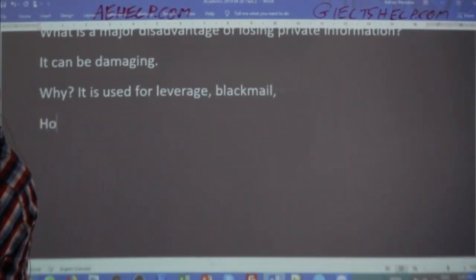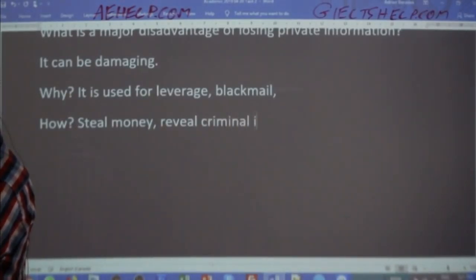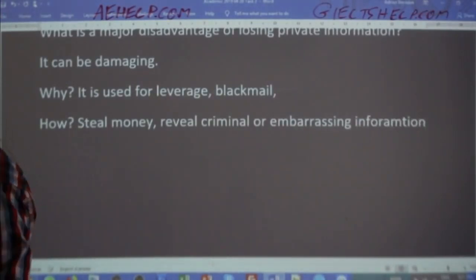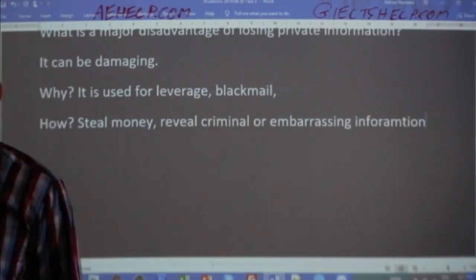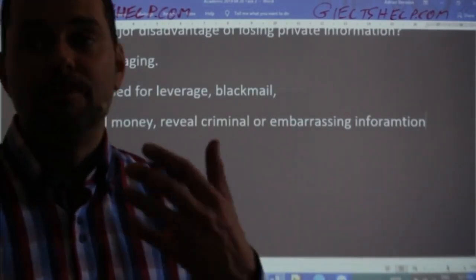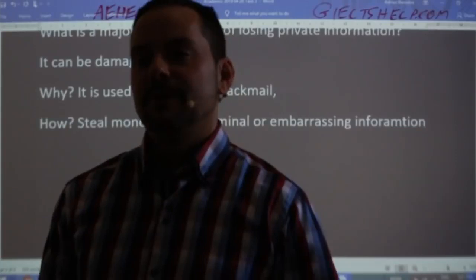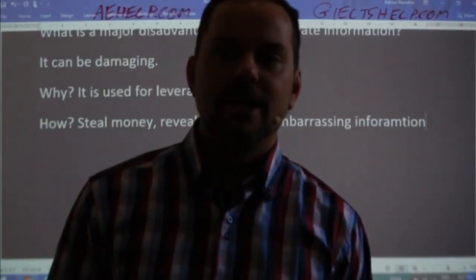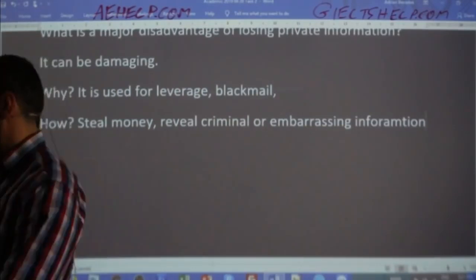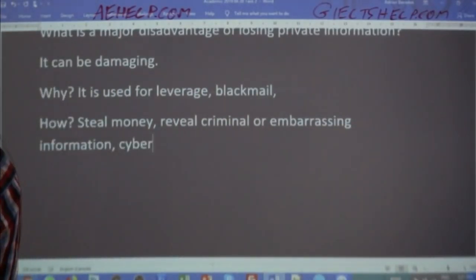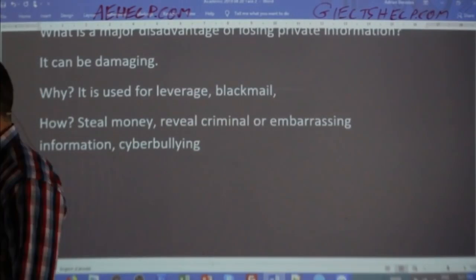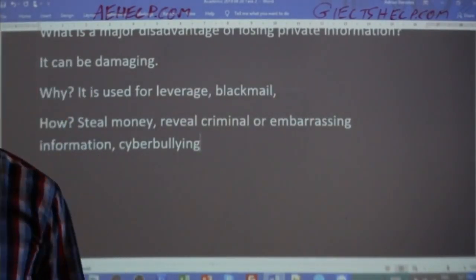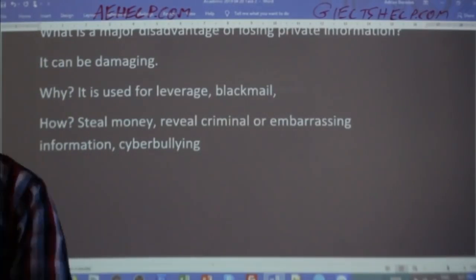Okay. How? Steal money, reveal criminal or embarrassing information, and so on, right? So that's how. Cyberbullying, sure, you take a picture of somebody doing something embarrassing and you use it for cyberbullying. Murasa, cyberbullying is a brilliant example. Okay, so we'll put that in there. All right. Amon, blackmailing. Finally, it came up. That's how we do it.